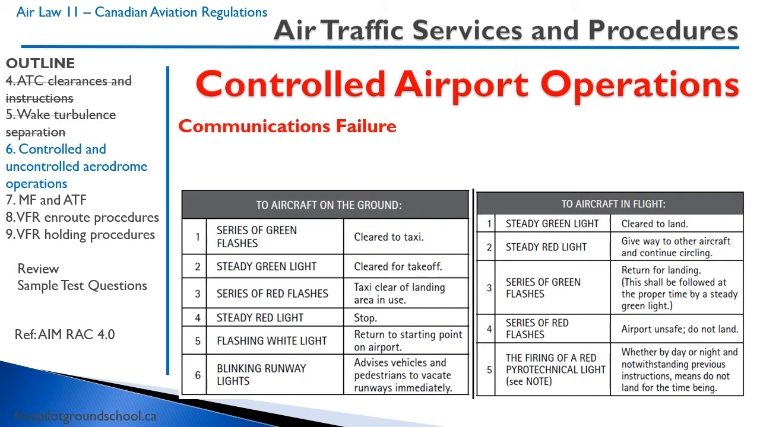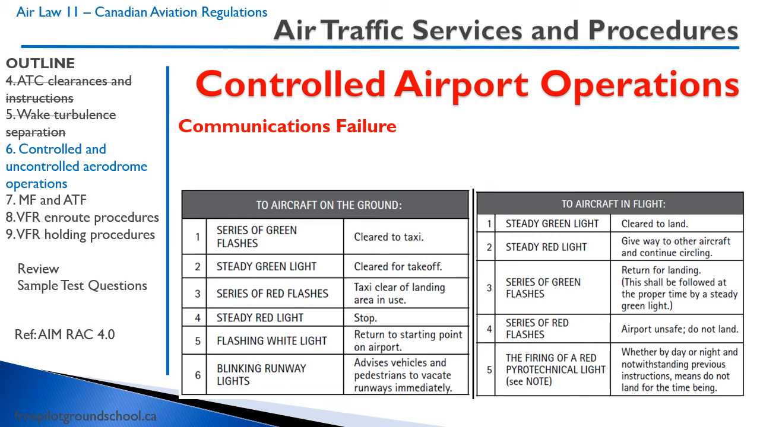So if we think how this would apply, let's just say we have a communications failure, we fly overhead the airfield, we circle the control tower, and I get a steady red light. So there's other aircraft in the circuit. I think this is pretty unlikely. They'd probably tell all those guys to leave and clear you to land. But they gave you a steady red light, so you continue circling. Then all of a sudden, they give you a green flashing light, return for landing. Okay, so I guess I'm joining the circuit. You join the circuit, and then they give you a steady green light on final approach, which means clear to land.